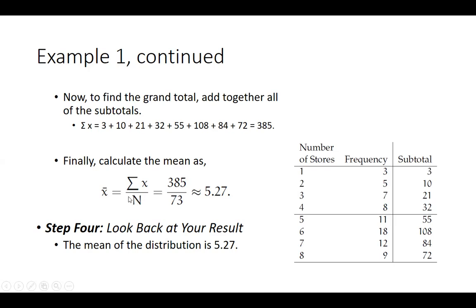Once we have how many there were, which was 73, and once we have the sum of the x's, which was 385, we can calculate the mean x bar as the sum of x's over n, which is 385 divided by 73, which is about 5.27. So the mean of the distribution is 5.27.